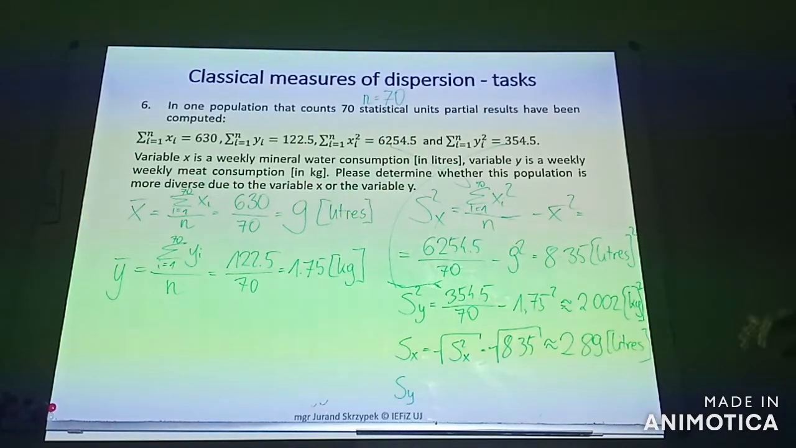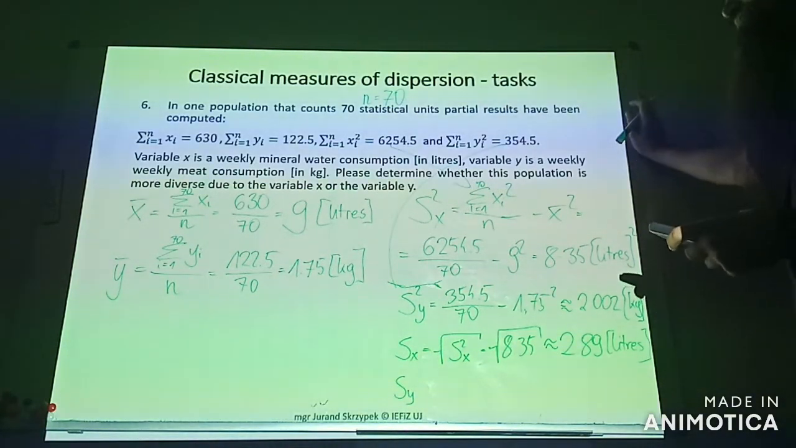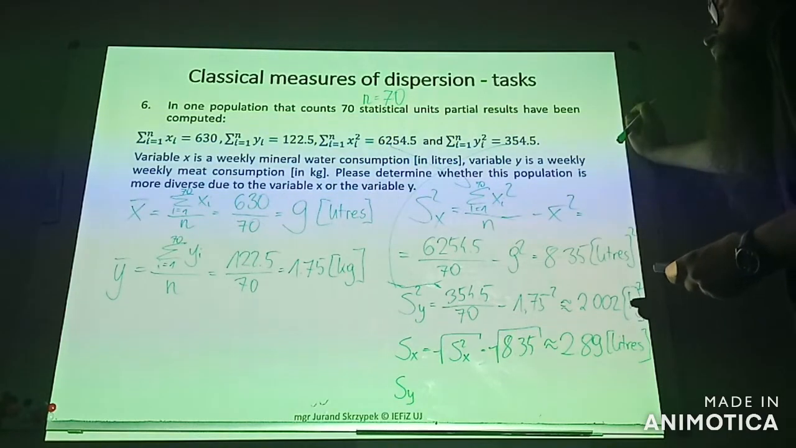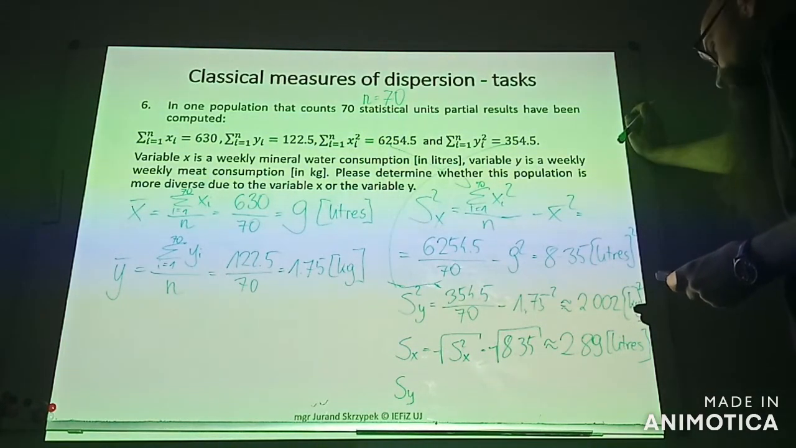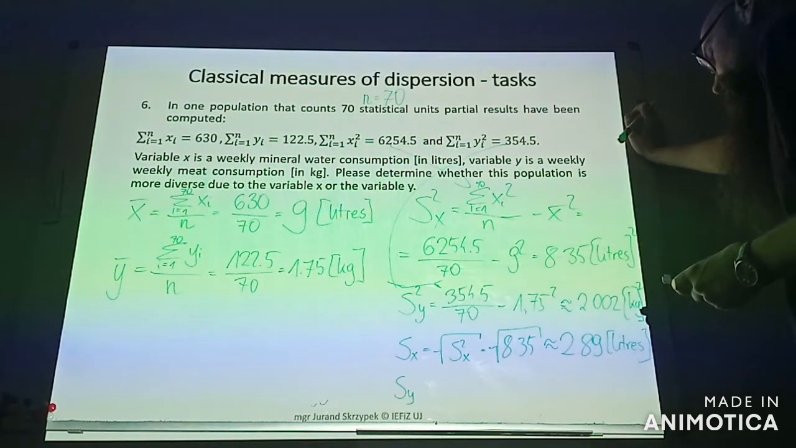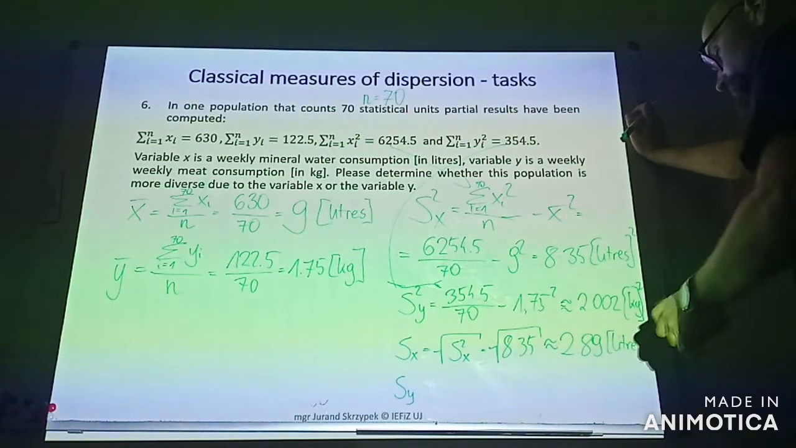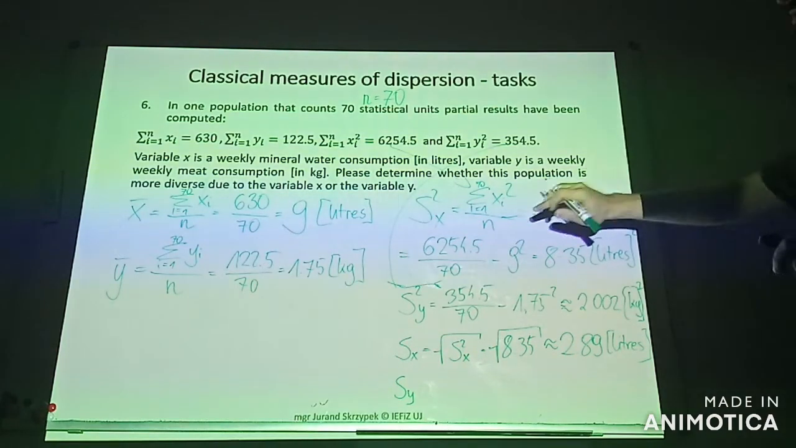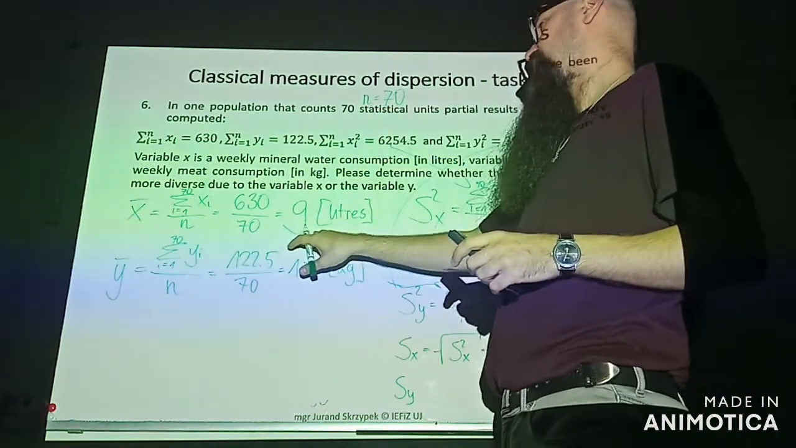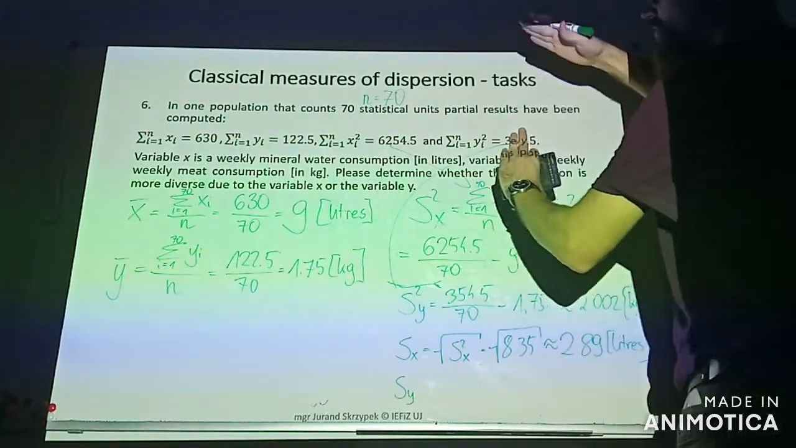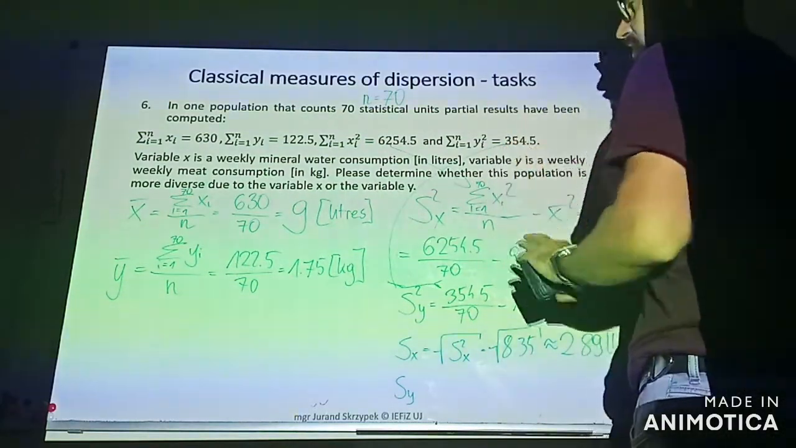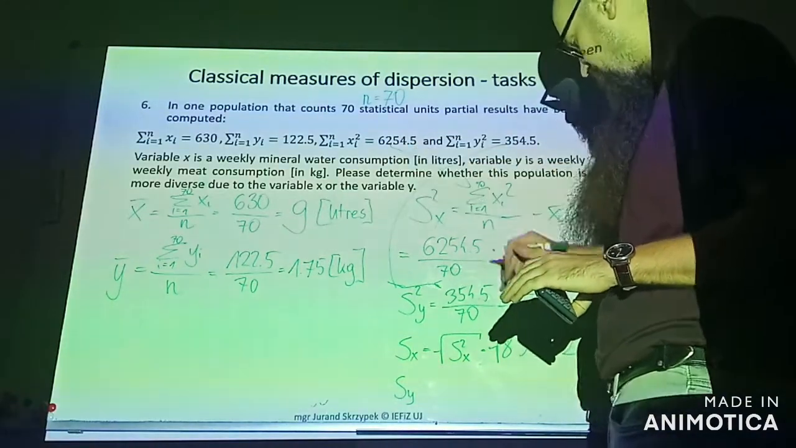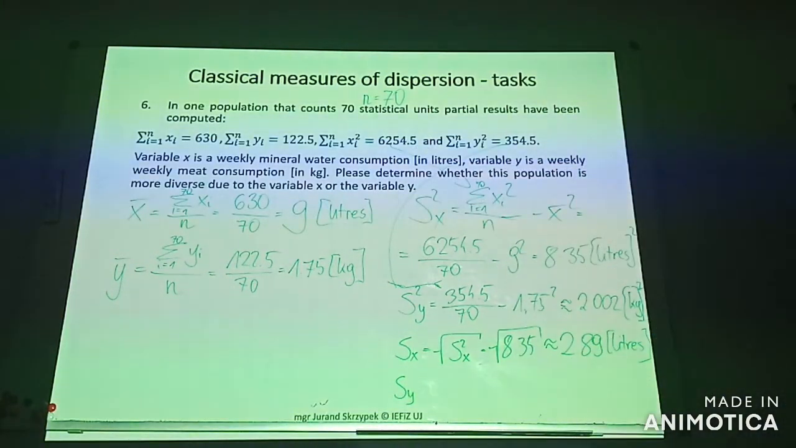Yeah, so it means that weekly mineral water consumption deviates from the mean on average by around 2.9 liters. This is the weekly mineral water consumption, and we know that the average deviation around the mean is plus minus 2.9 liters.